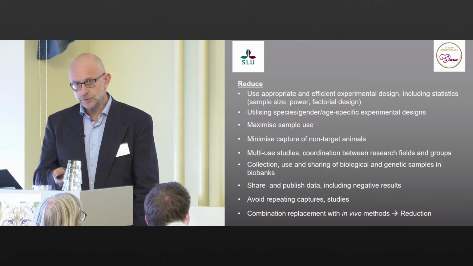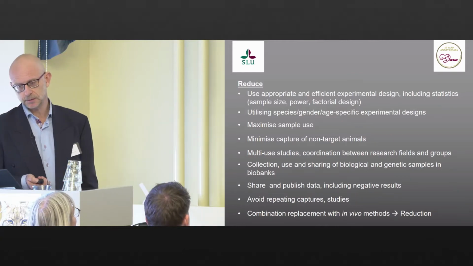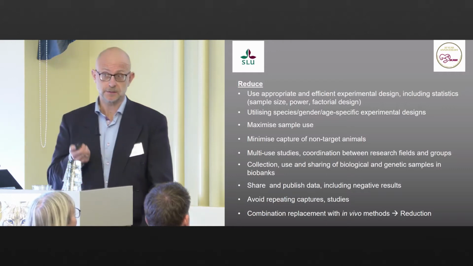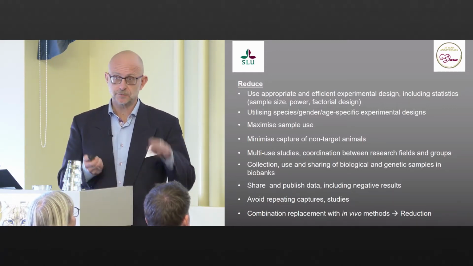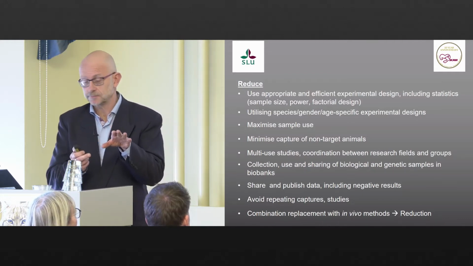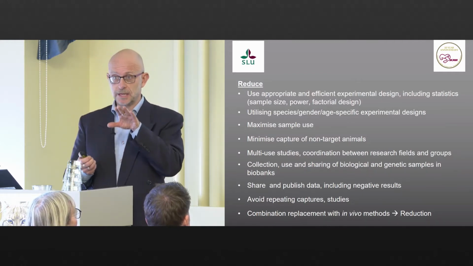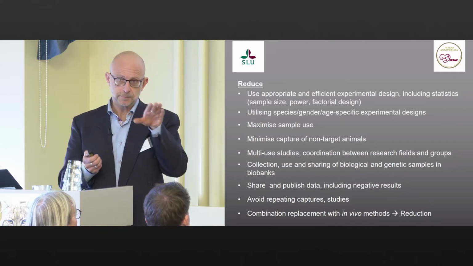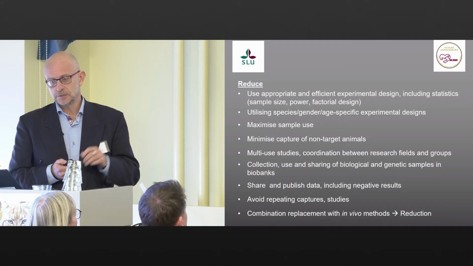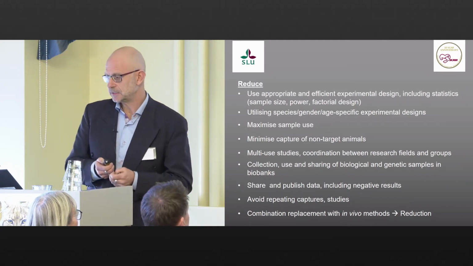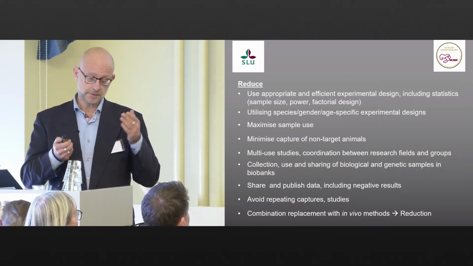So, when you reduce animal use, you can use appropriate and efficient experimental design, as I mentioned before, including statistics. So you can, for instance, try to minimize the sample size, the number of animals, and still maintain the power of the analysis. And you can utilize species, gender, and age specific experimental design.